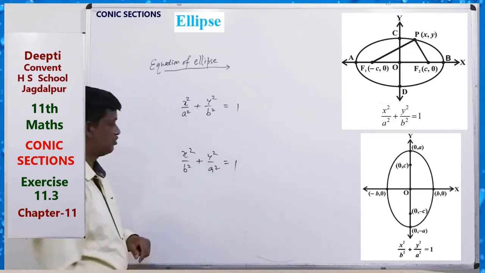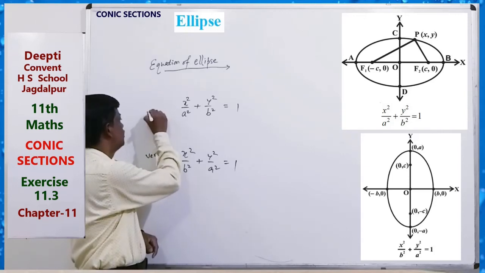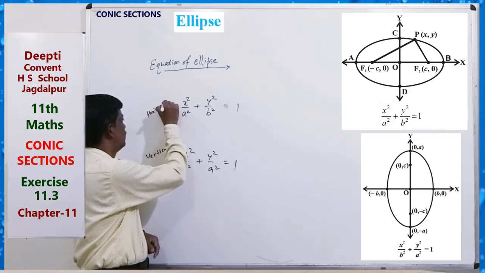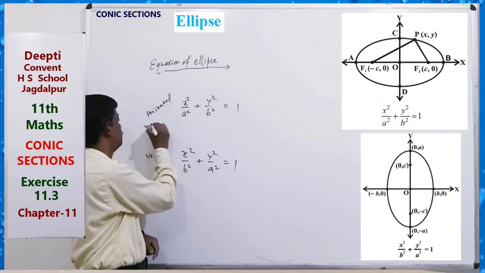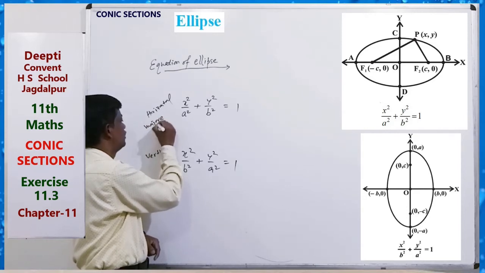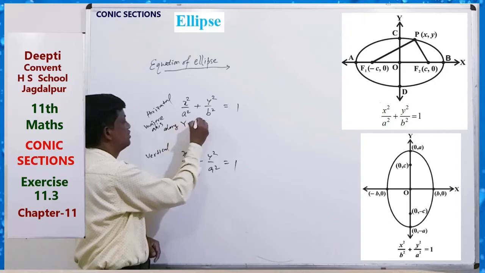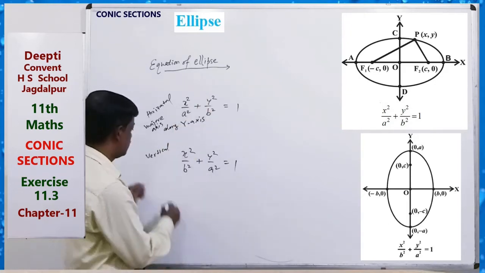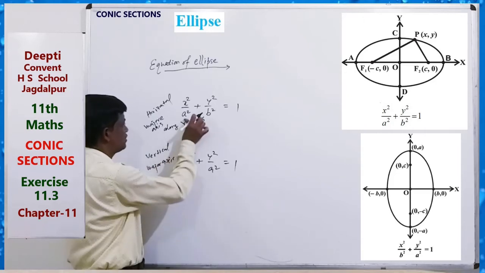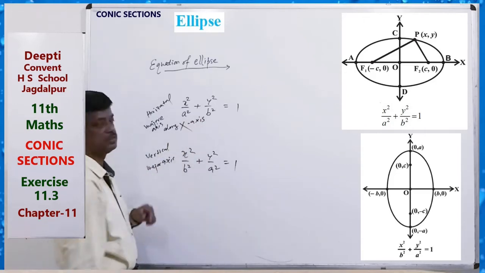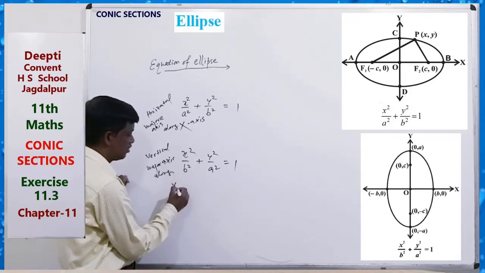This is vertical. This is horizontal. That is the major axis. The major axis along the y axis is this, and the major axis along the x axis, x axis, and the major axis along the y axis.